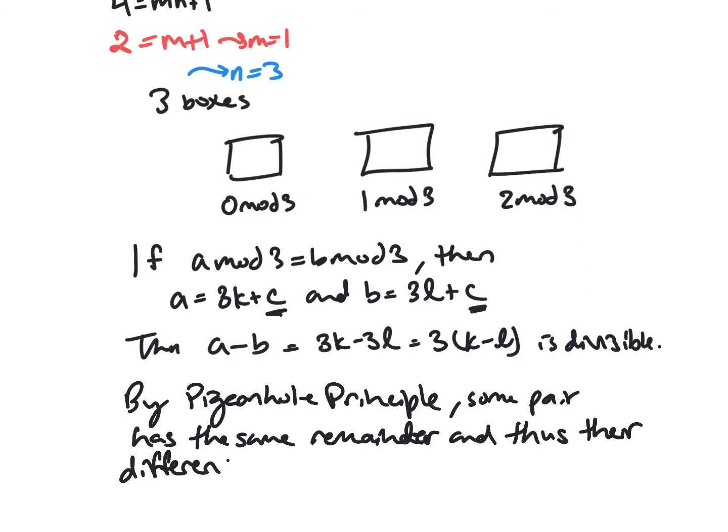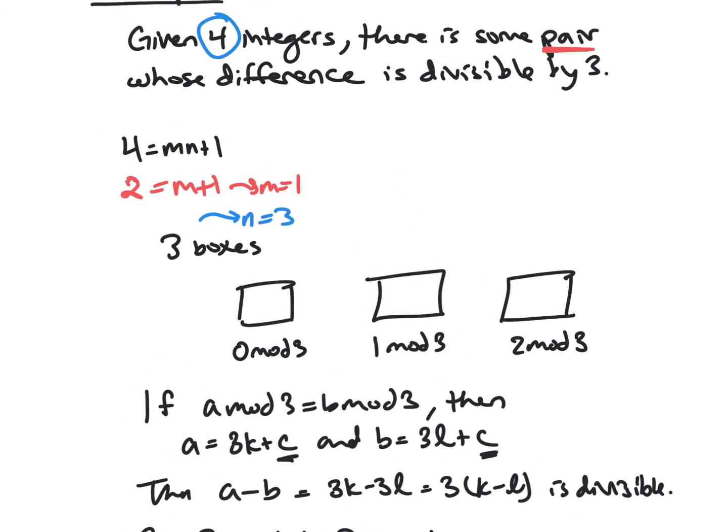Okay, so the trick is really to figure out how many boxes you need and how to define your boxes. Here we knew we had 3 boxes because we were able to solve for m in this 4 equals mn plus 1, and therefore solve for n, which is the number of boxes. And then using the fact that we have some notion of divisibility by 3 kind of naturally leads to these 3 boxes in terms of the remainder.